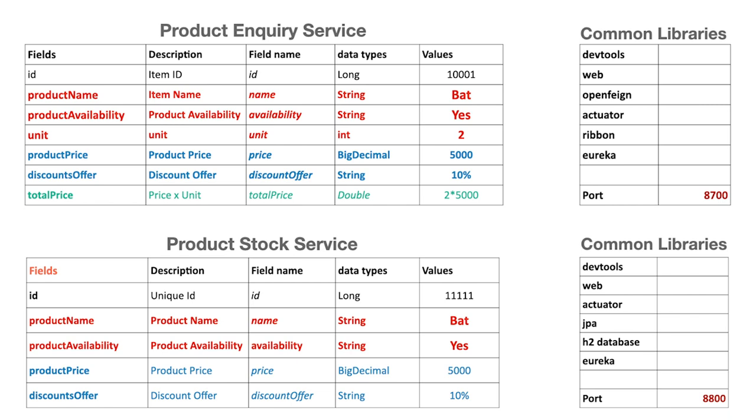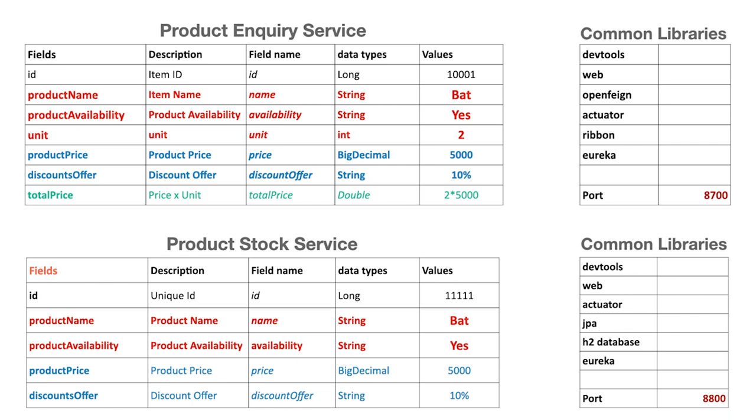Inquiry service calls stock service through OpenFeign client library, which is injected in REST controller endpoint. If you are not familiar with Feign client, not to worry. Let me quickly tell you, you can consider OpenFeign as an alternative to REST template. Later, you can download the source code and go through it. If you have any queries, please let me know. I am running inquiry service on port 8700.